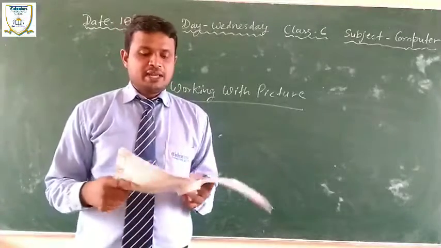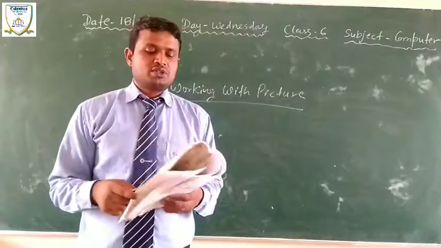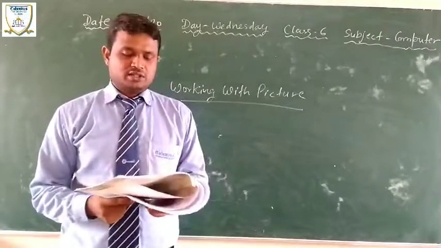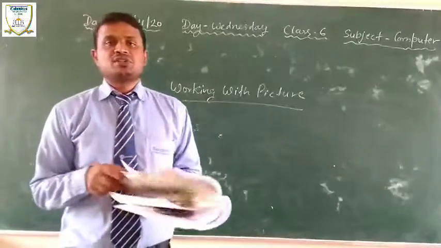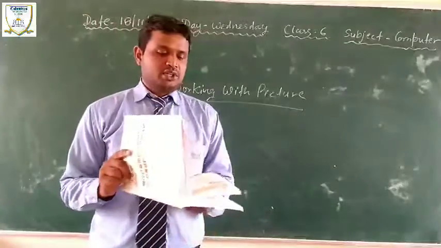Applying picture style is the option by which you select a style for your pictures. Then adding a caption. Adding a caption is a feature by which you write the name of your picture.